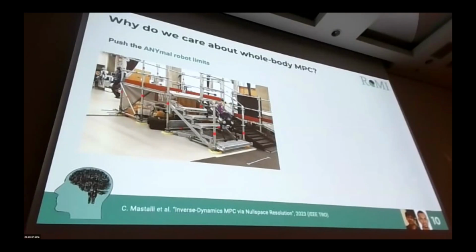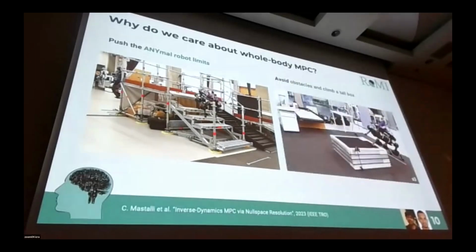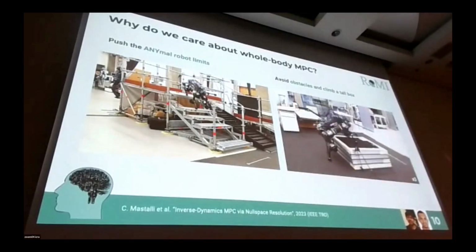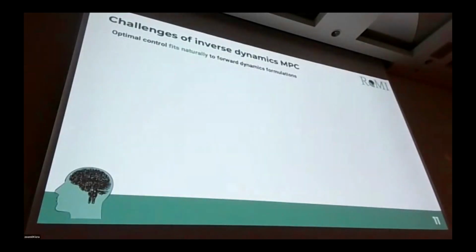I just want to mention that this is ANYmal B. This is the old version of ANYbotics' robot, which is not as strong as the newest one, and actually this task is very complicated. Same for this, because you can easily reach torque limits, you can easily reach kinematic limits, and that makes this thing quite complicated to solve.